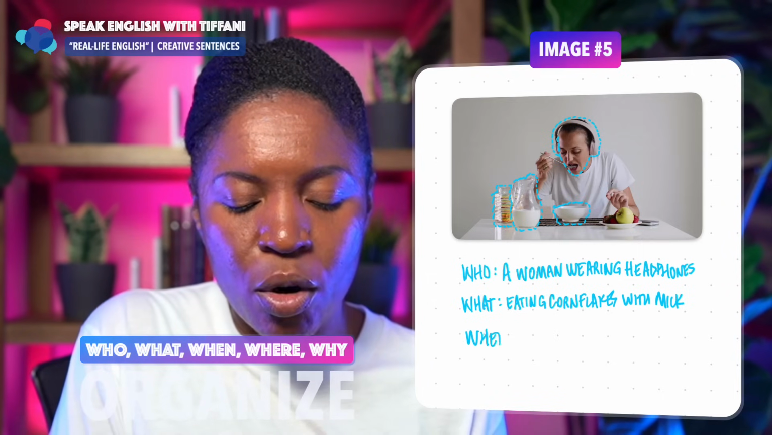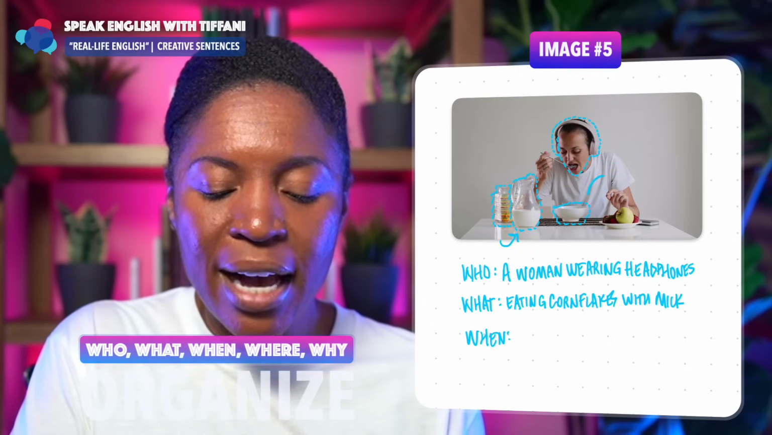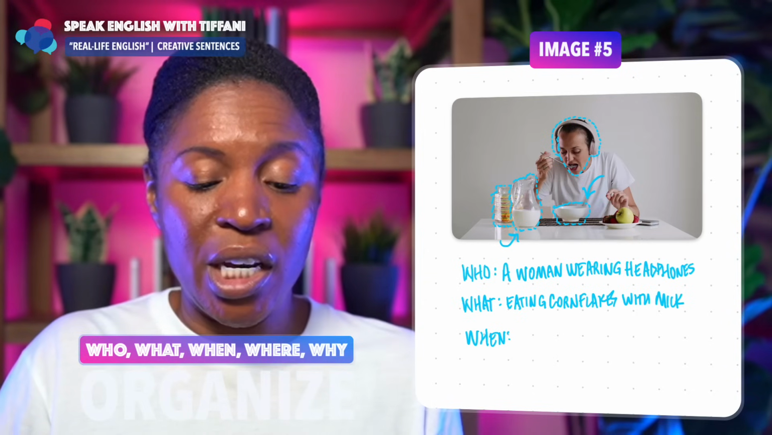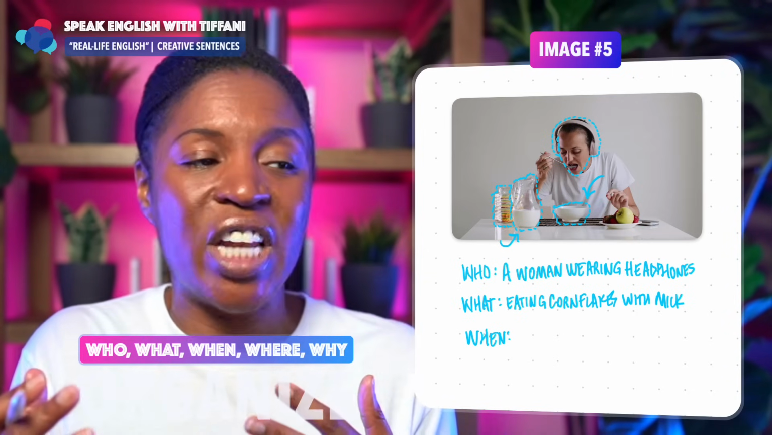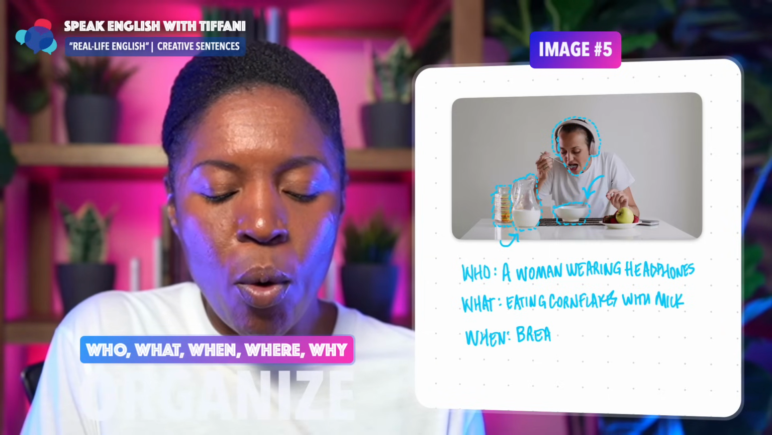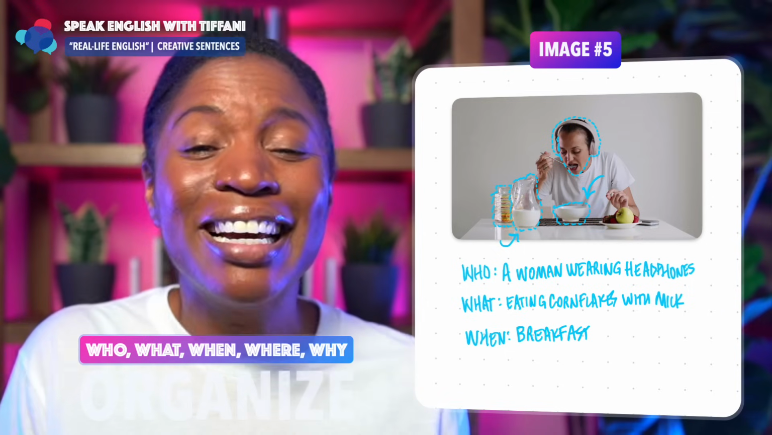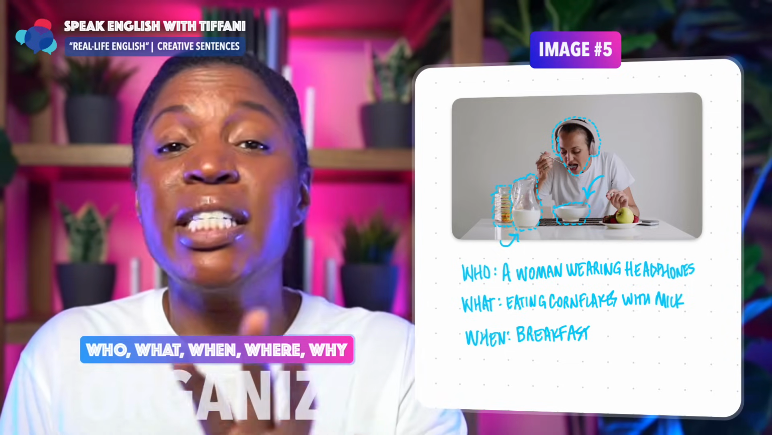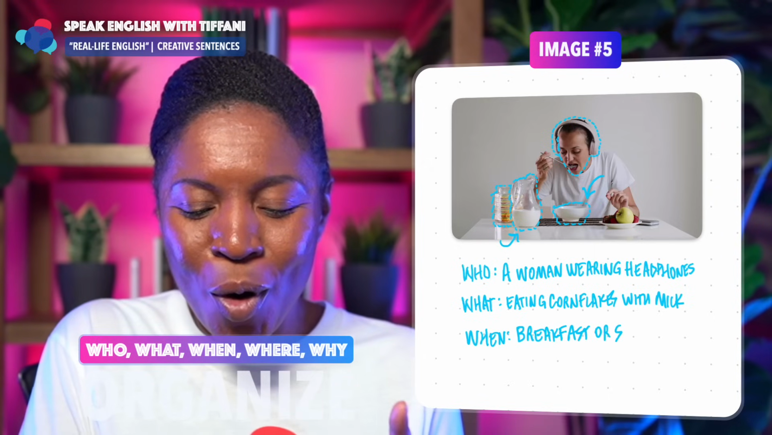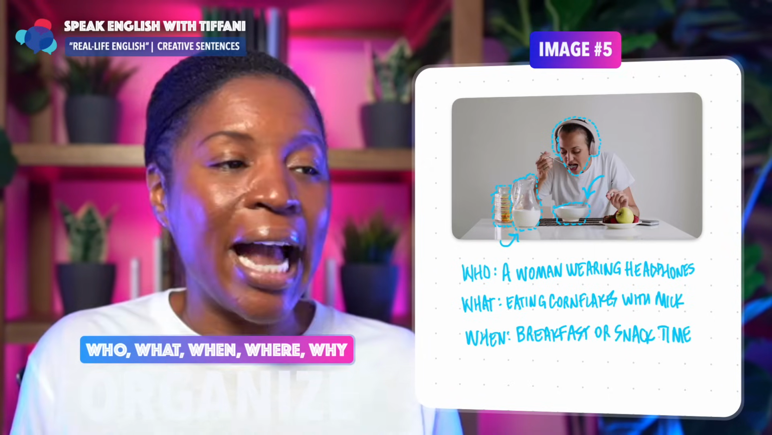All right, so when is this happening? Well, I'm naturally going to assume because she has the milk, because she has what looks to be a bowl of cereal, that it's either breakfast time or snack time. So I'm going to write breakfast or snack time, because sometimes you just want a little sniggity snack, so you get a bowl of cereal. Sniggity snack is not a real term, slang. Breakfast or snack time. All right, breakfast or snack time.